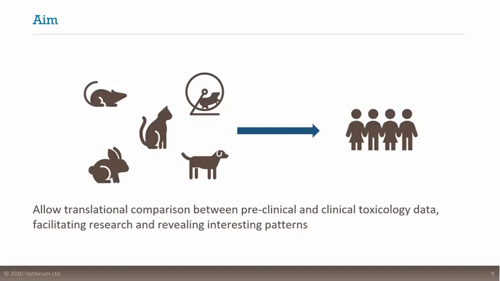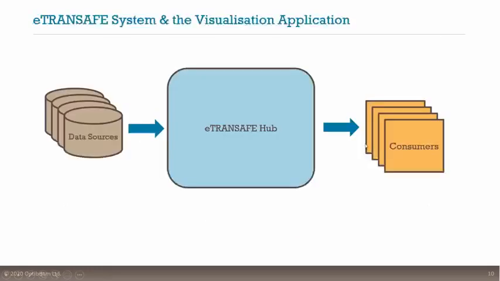Is one predictive animal model more predictive of adverse event X than others? Or is this animal model particularly bad at predicting adverse events for this family of compounds? To that end, we define the goal of our visualization application as being to allow translational comparison between preclinical and clinical toxicology data, facilitating research and revealing interesting patterns.